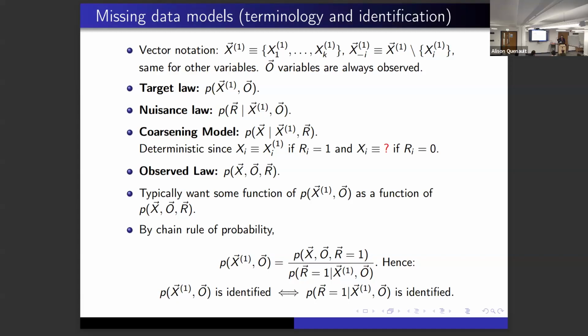Should I think about R as a vector? Yeah. Well, R has a little arrow over it, so that's a vector. Oh, I see. Sorry. I just put x1 as an example, but it's vector notation for everything.